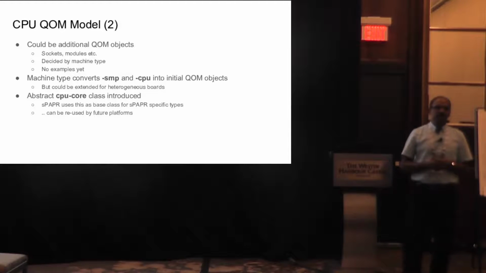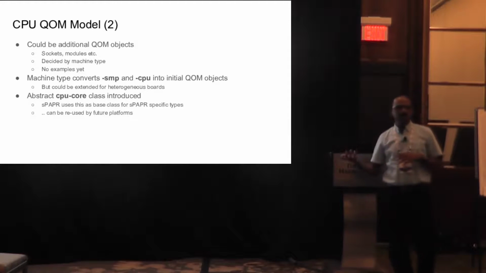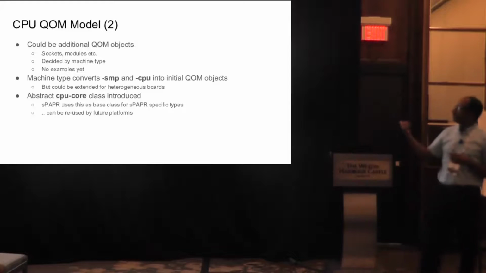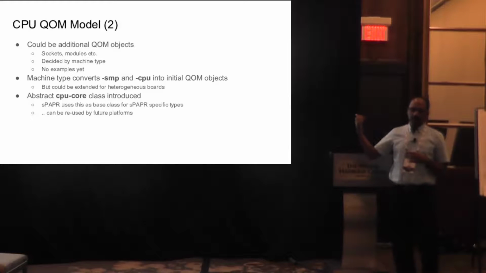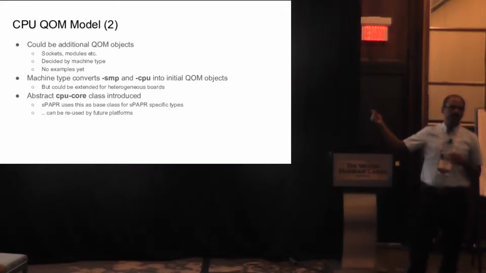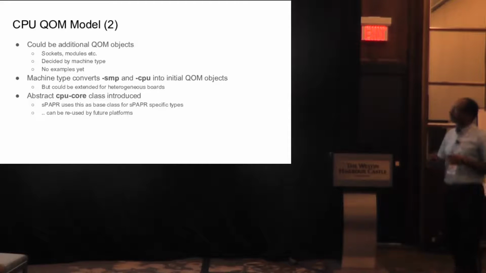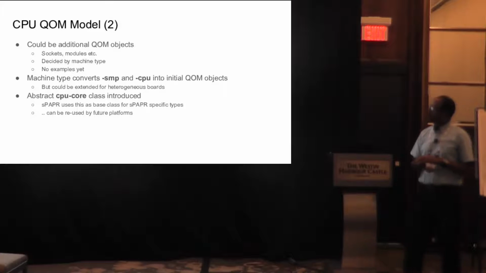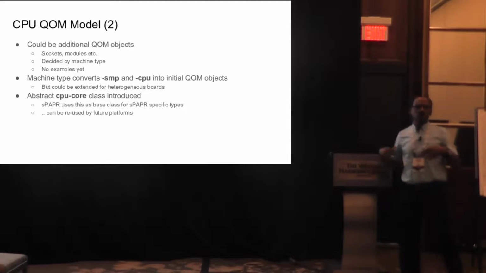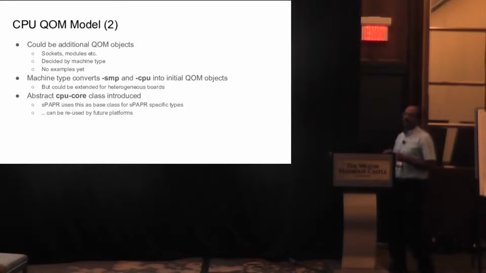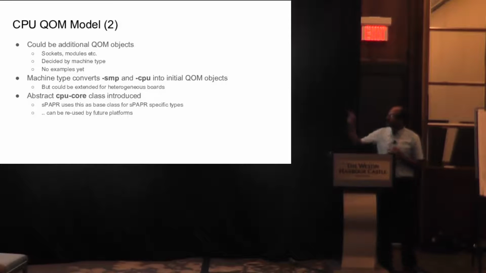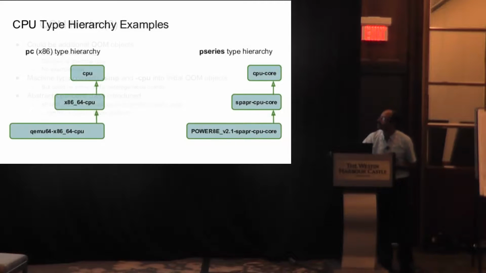Yeah, so x86 did not need any different or special construct as far as QOM objects are concerned, but since we were adding CPUs at core granularity, we needed this CPU core type as a generic type that we had to introduce, so that we could inherit our model specific core types from this generic CPU core type. Right now sPAPR or pSeries is the only user of this generic CPU core type, but it could be used by others in future as well.